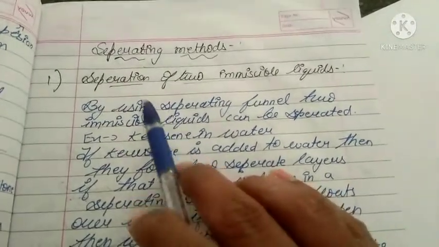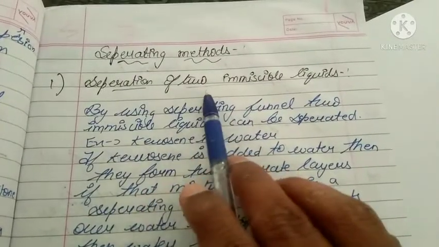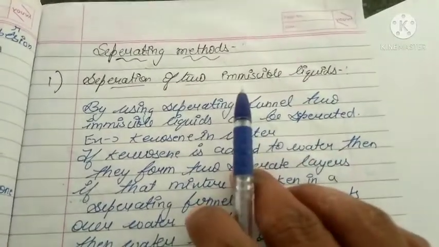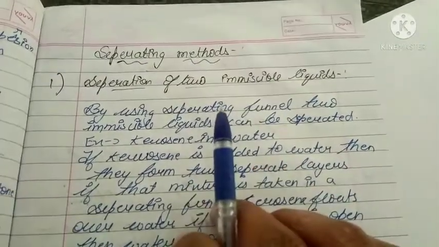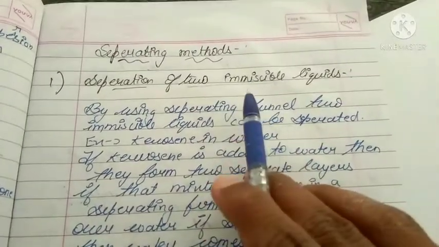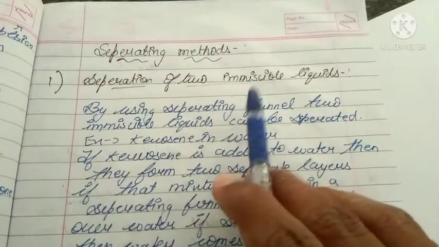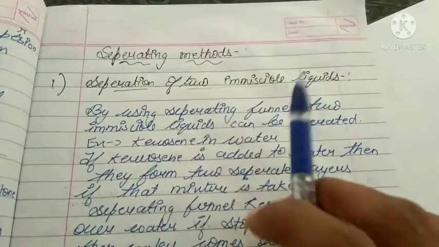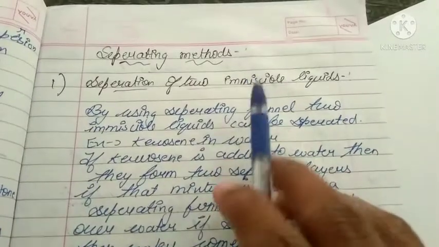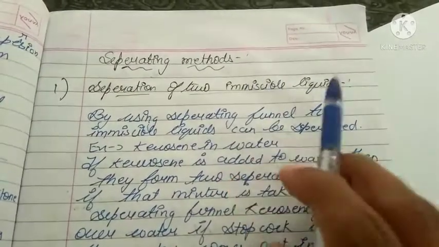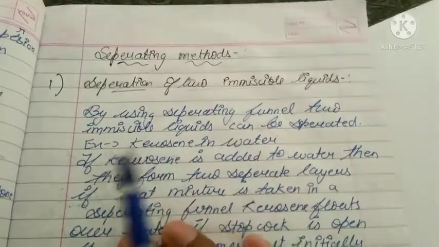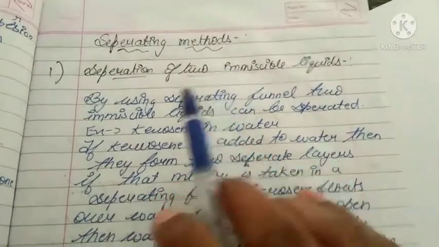First is the separation of two immiscible liquids. Immiscible means two liquids are there, but they are not mixed with each other. Miscible means they mix with each other. For example, alcohol in water: alcohol is mixed with water, so that is miscible. Kerosene in water: kerosene will not mix with water, so those are immiscible liquids. We are going to separate this type of liquids.